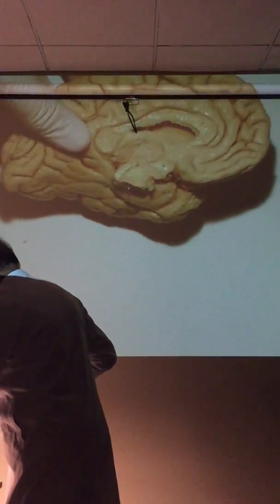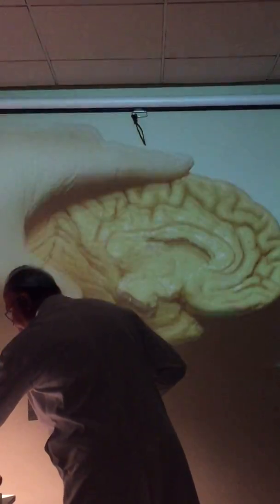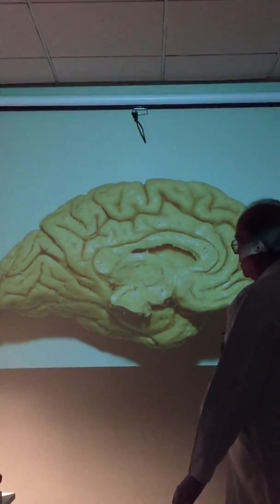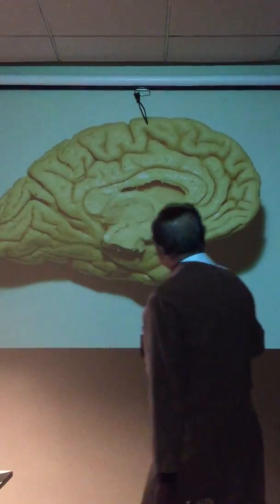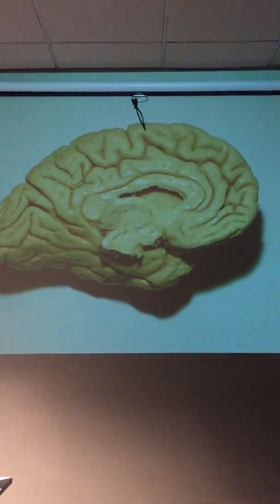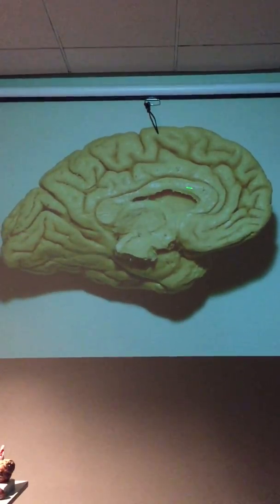And when you see on the medial side, like this, you can see the superior border, anterior pole, posterior pole, temporal pole. This is your corpus callosum.